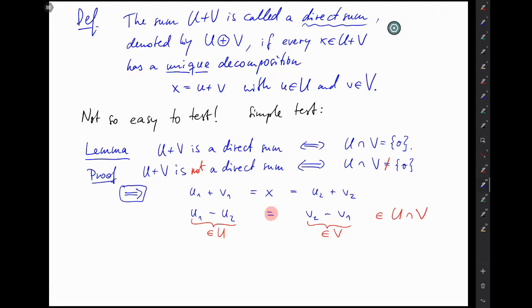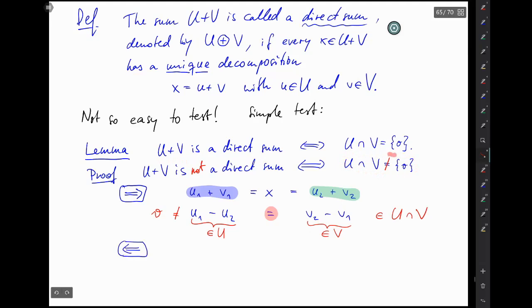But by our assumption that the blue decomposition is different from the green decomposition of x, u1 is different from u2, and v2 is different from v1. So this vector we're talking about here is not the zero vector. Okay, but then starting at this assumption, we have arrived at this conclusion here. Right, let's try the other direction.